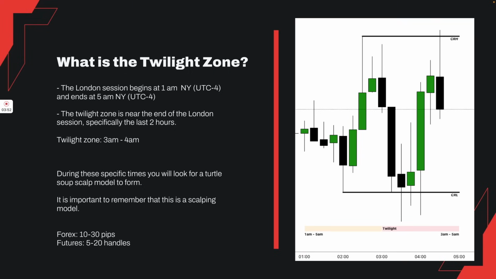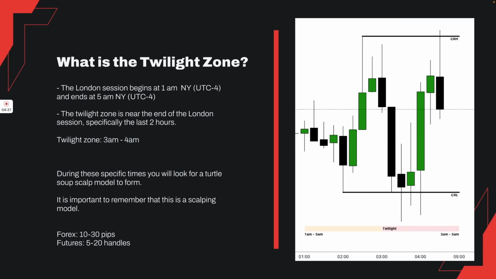Well, first off, let's talk London. The London session starts at 1 a.m. New York Eastern Standard Time and ends at 5 a.m. New York Eastern Standard Time. Guys, I can't stress this enough. I've been getting many comments asking about what time zone to use. Whenever you are trading, as a matter of fact, whenever you open up your trading view, make sure that you are on UTC -4. Every other time zone is useless garbage.